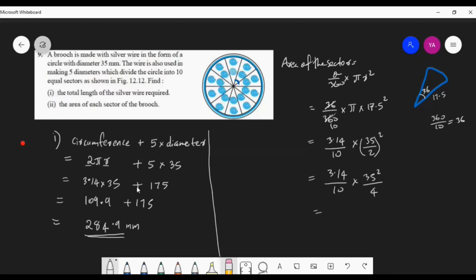96.1, yes, 96.1 will come. Okay, 96.1. The second place is 6, so you can round to 96.7. We can round to 96.7 millimeter. Millimeter square is the first question. It was length also. Okay, same.